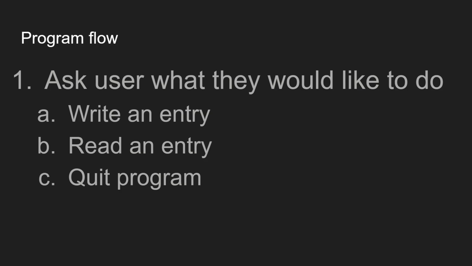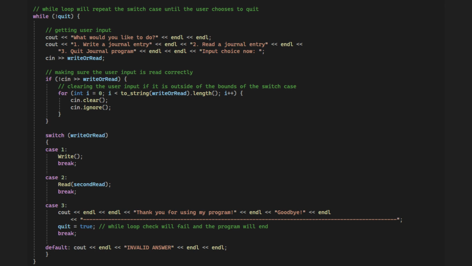As for program flow, first the program will ask the user what they would like to do, and they have a choice of either writing an entry, reading an entry, or quitting the program. And here's the code for that. One thing to note is that this entire question and switch case are contained within a while loop that will only be broken when the user chooses to quit the program.